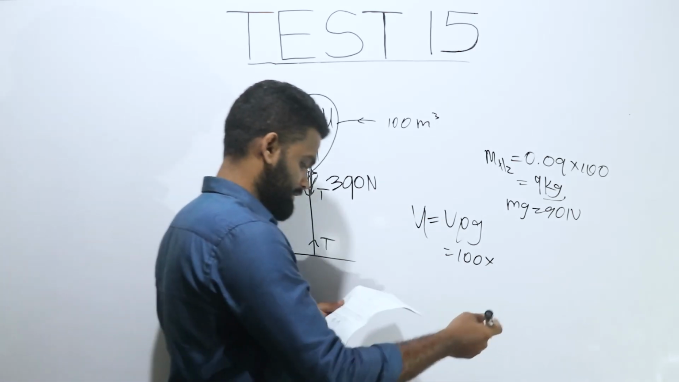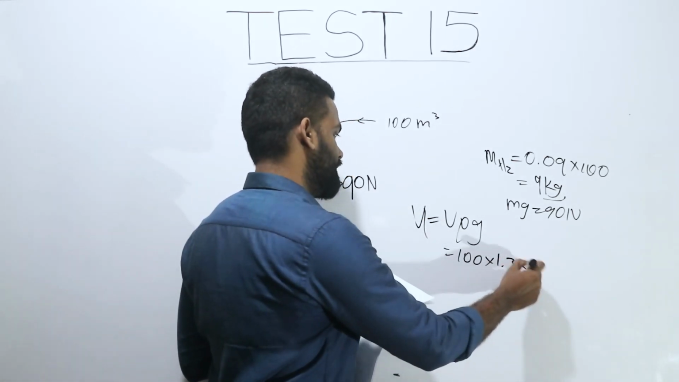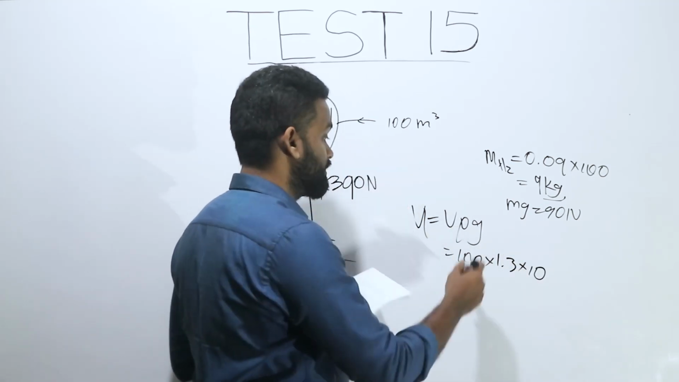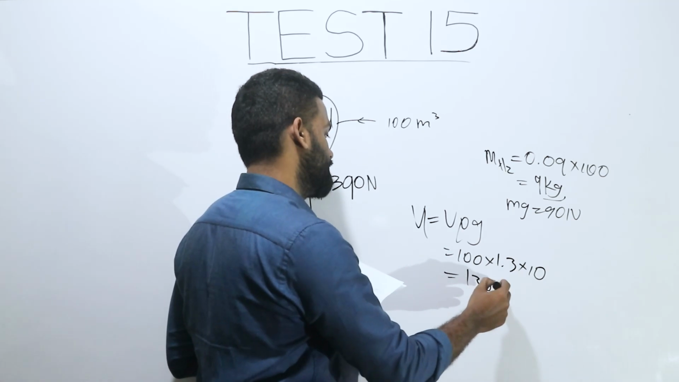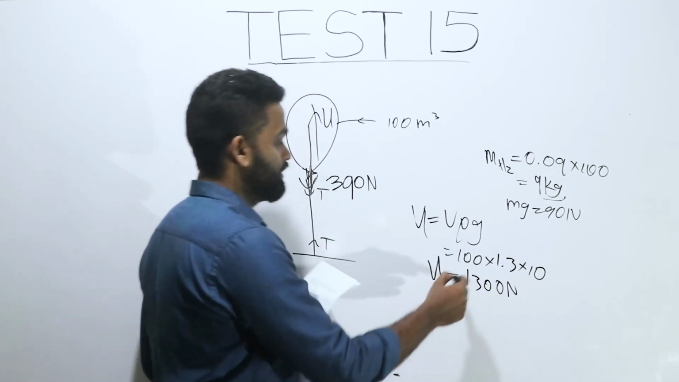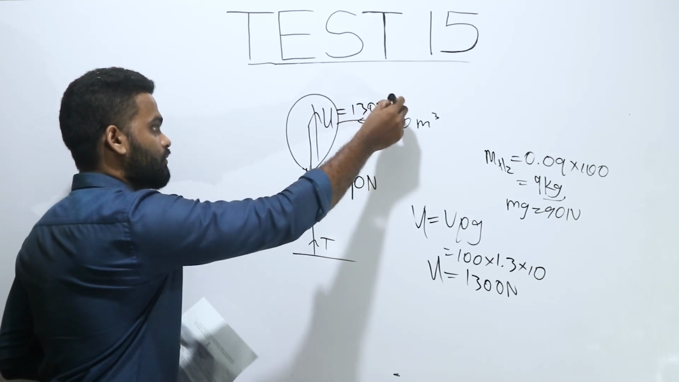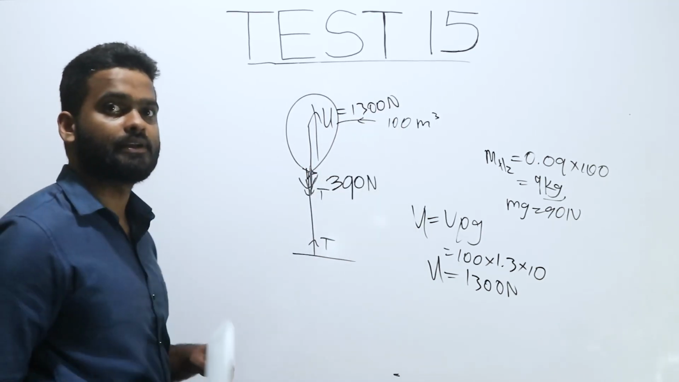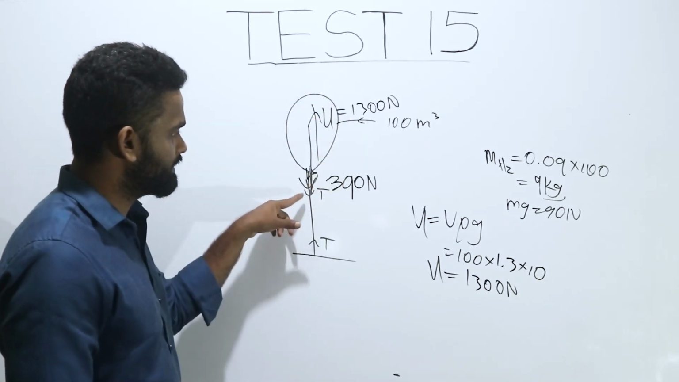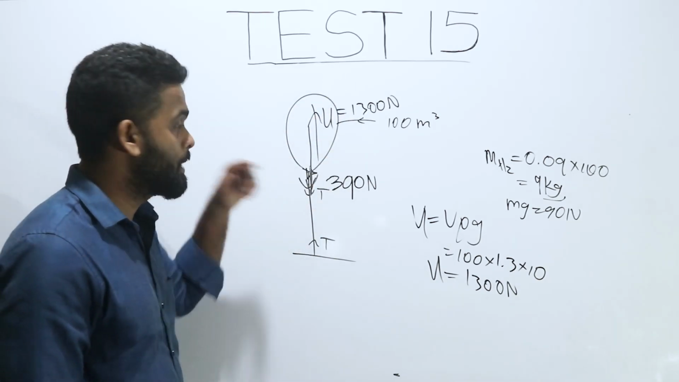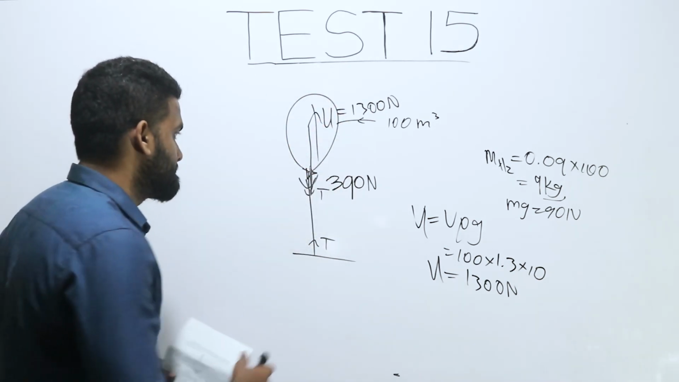The air density is given as 1.3, and the gravitational acceleration, and you have 1,300 Newton. So the upthrust is 1,300 Newtons. In order to find the tension, you just have to get a force equilibrium for the balloon.